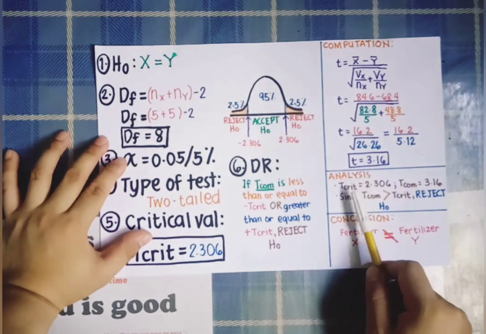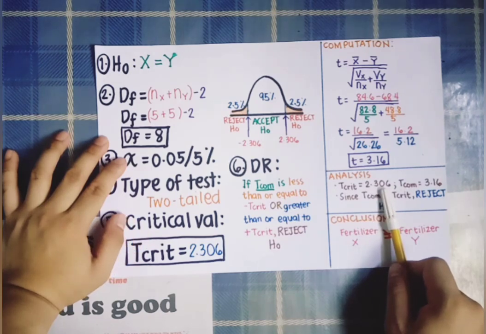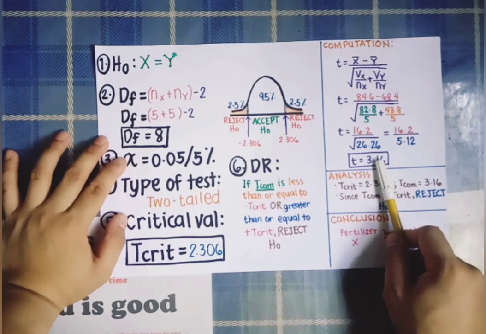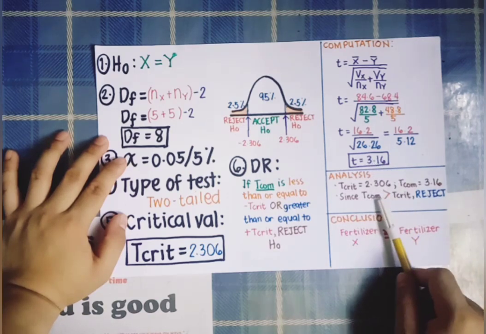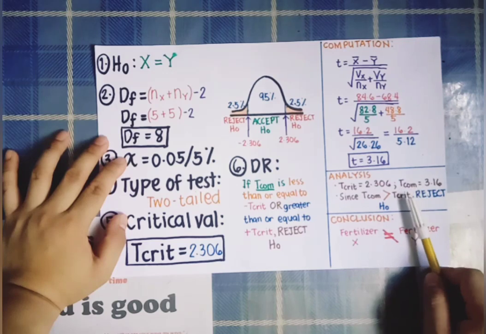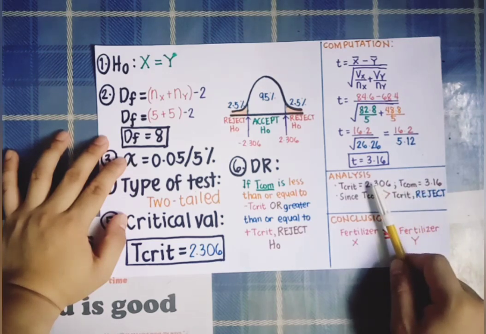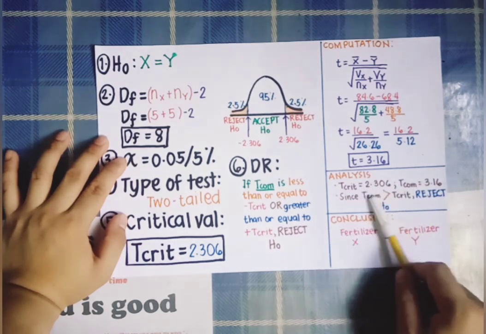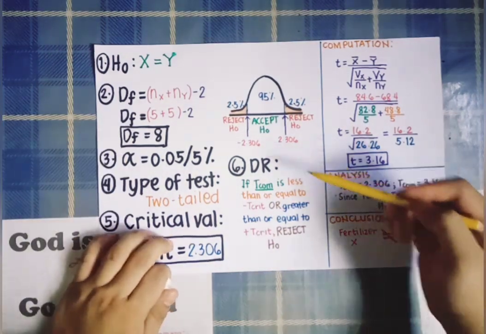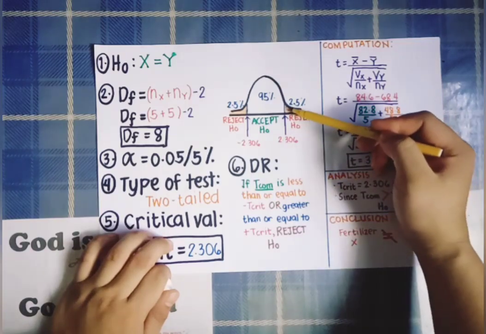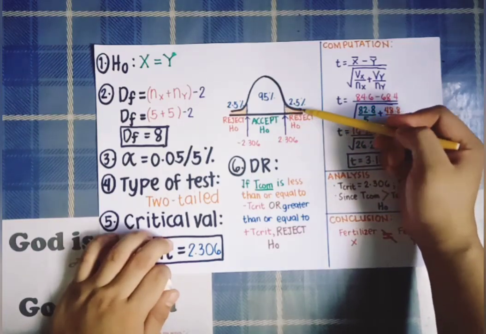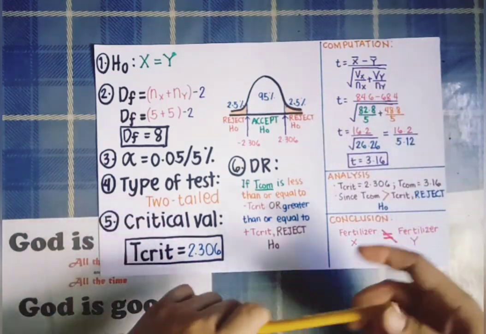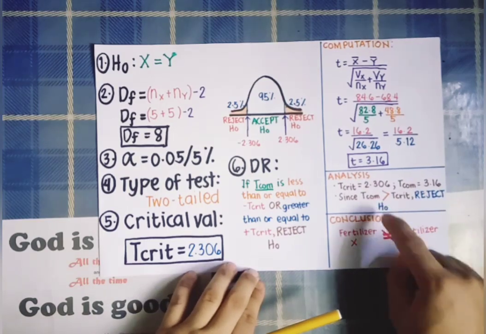Our analysis here is that our t-crit is 2.306 as mentioned earlier, and our t-com here is 3.16. Obviously, our t computed is greater than the t-crit. Our value for computed t lies under this region. And we know this region, right? This region is actually the rejection region. Therefore, we are going to reject our null hypothesis.